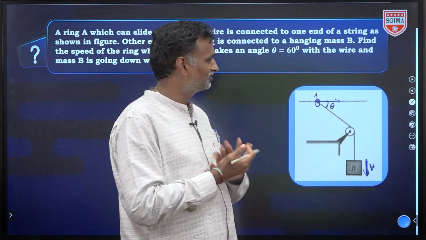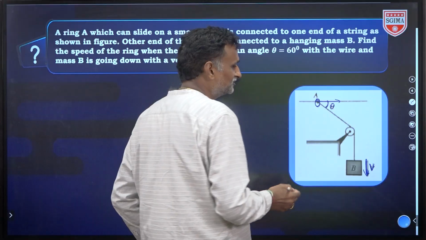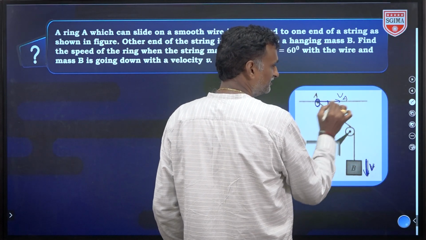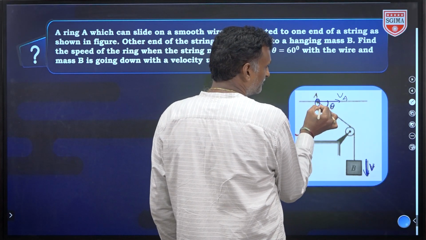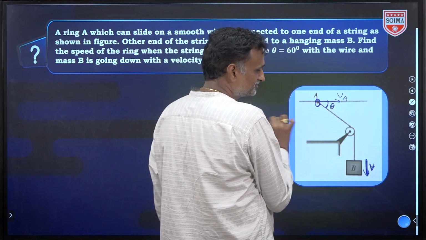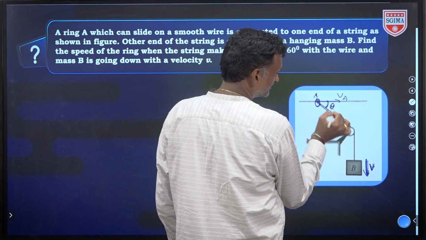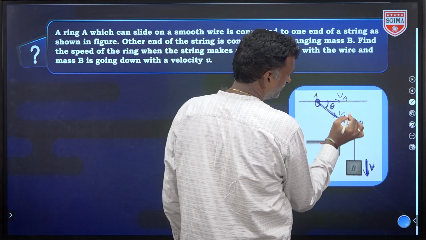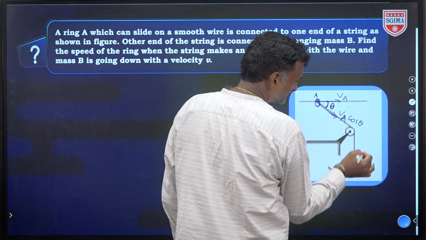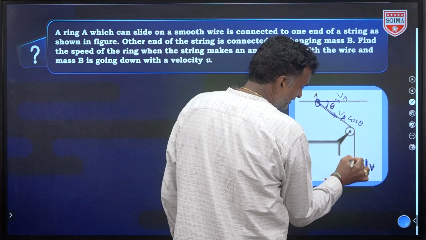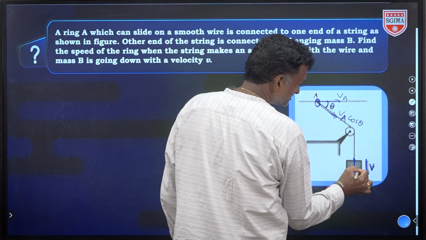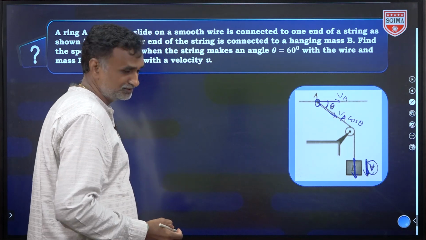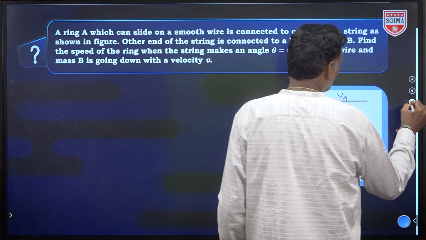Again we can take a simple relation. Suppose this is V, and we can take the velocity of this one as VA, but along the string, which makes the angle, the component is VA cos theta. So VA cos theta along the string, and at the connected point the downward velocity is V. Both are along the string at connected points, so both velocities must be equal.